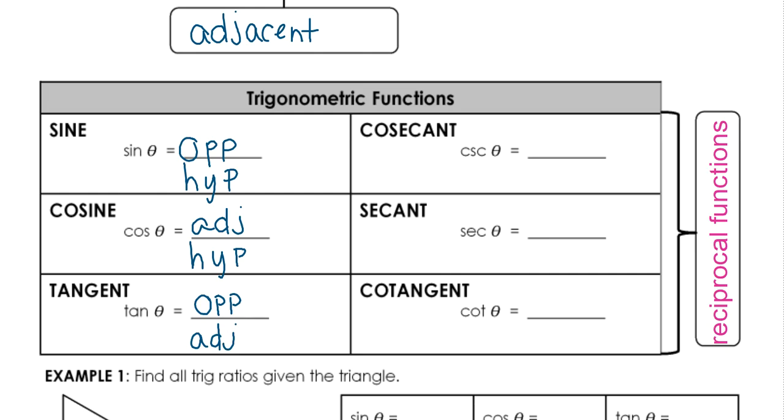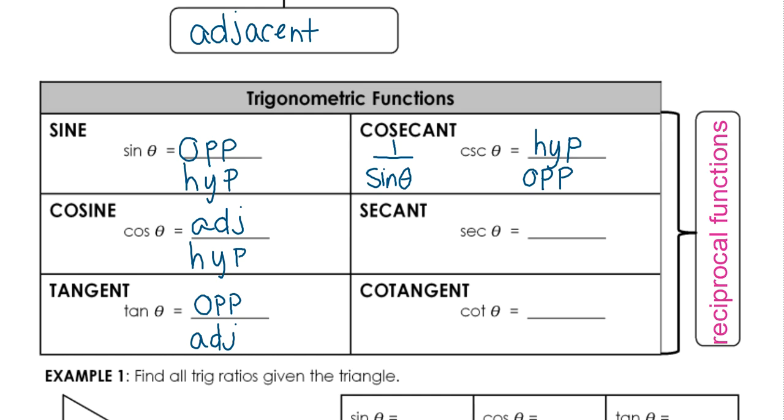Then we have those 3 reciprocal functions, and we should know that reciprocal, of course, means the fraction is kind of flipped upside down. So cosecant is 1 over the sine function. So when we do that, what that does is it flips the ratio. So it becomes hypotenuse over the opposite side for cosecant.